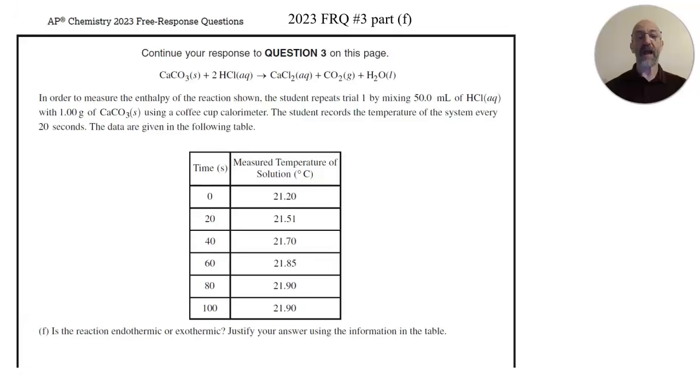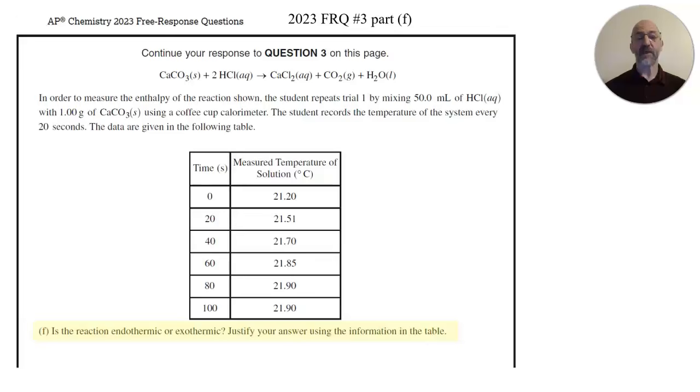So this is part F of question 3 from the 2023 AP Chemistry exam. And what you're looking at is a different chemical reaction, but you can see that there is a table with time and temperature. The temperature starts out at 21.20 degrees Celsius at time 0, and then it increases to a temperature of 21.90 degrees Celsius after a period of 100 seconds. So it's a similar question, and it says, is the reaction endothermic or exothermic? Justify your answer using the information in the table.